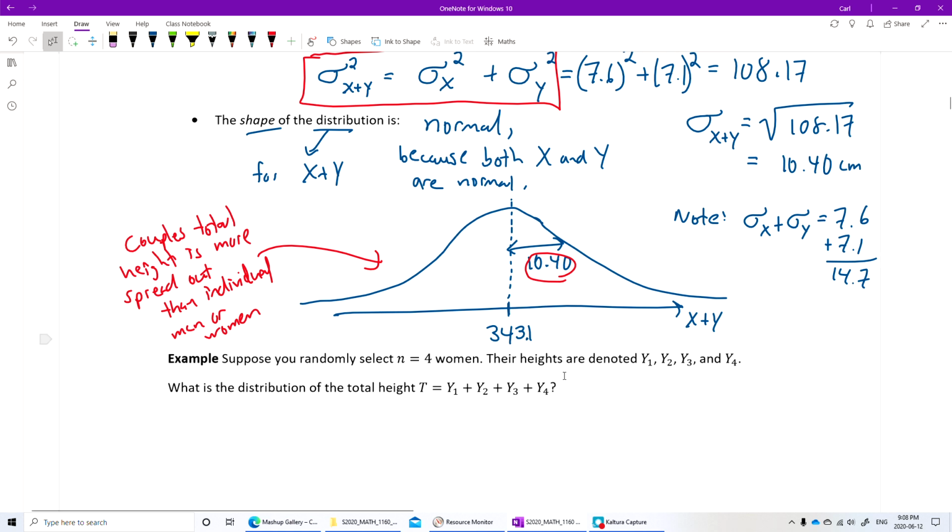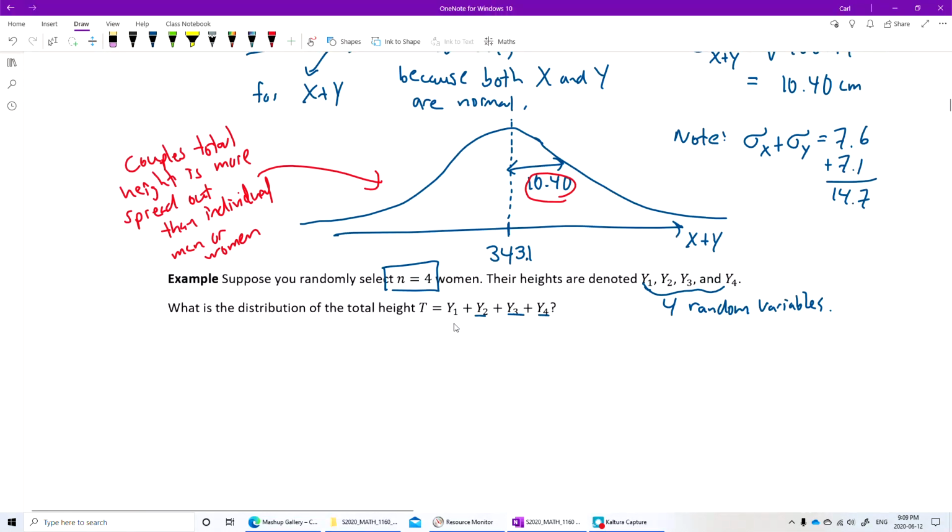Okay, now we're going to take the next step. So suppose you select 4 women. Forget the men. Select 4 women. And we're going to denote their heights by y1, y2, y3, and y4. And remember, these are random. These are all random variables. So now we have 4 random variables. And let's imagine if we add up all 4 of those women's heights. What is the distribution of the total height? We'll call it T for total. We're going to add up all 4 of those women.